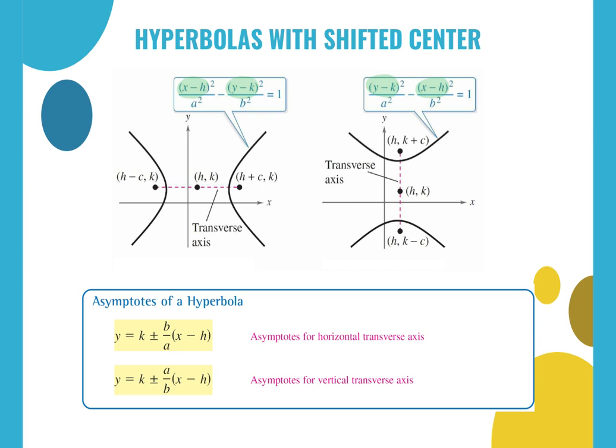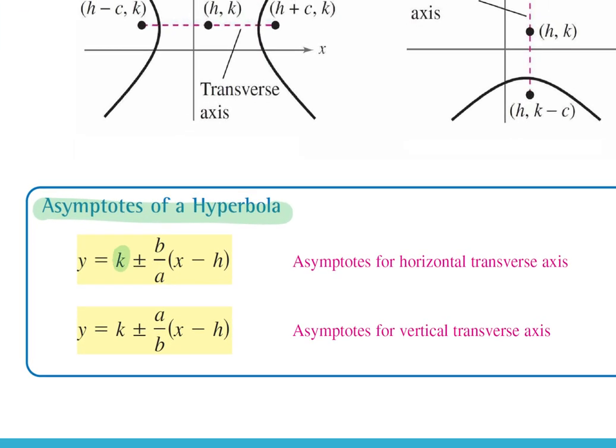If it's horizontal, we go right and left the A, up and down the B, draw the box, draw the asymptotes, draw the curves. Everything else is the same, okay, except your asymptotes. So the equation of your asymptotes now include K and H. So if it is horizontal, it's still B over A, but it's K plus and minus B over A times x minus h. And if it's vertical, it's y equals k plus and minus a over b times x minus h.